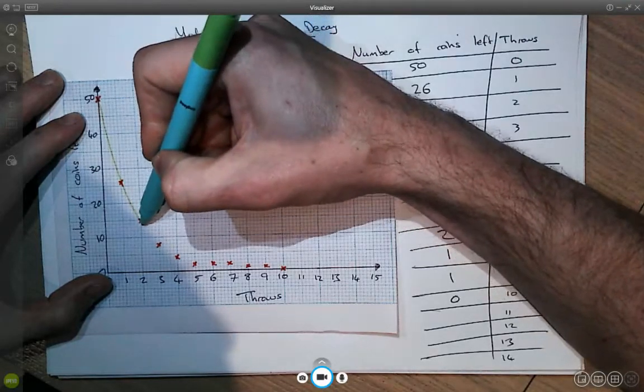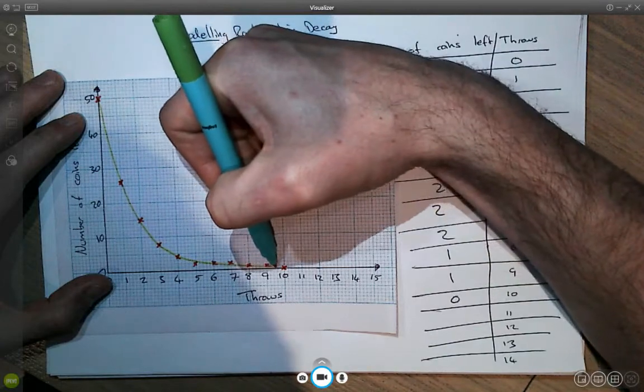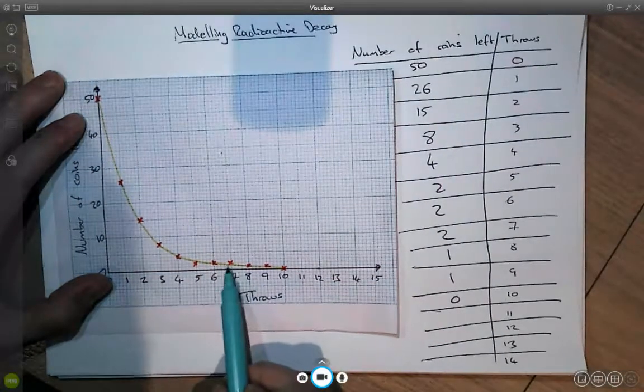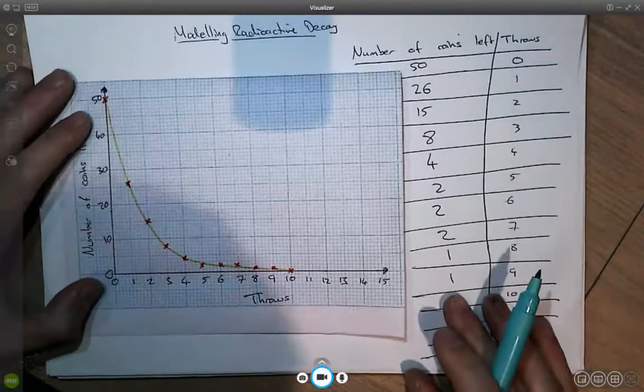Although we could also describe it as a curve of best fit. I know it looks like I'm joining the points dot to dot, but I'm not, which is why it's not quite as smooth in places. So now I've got a nice line of best fit.